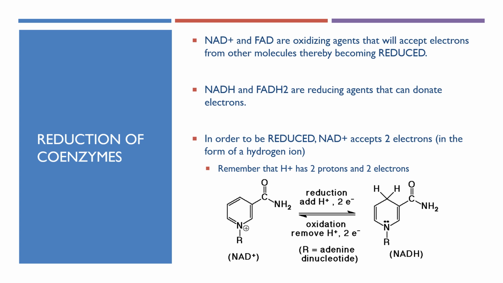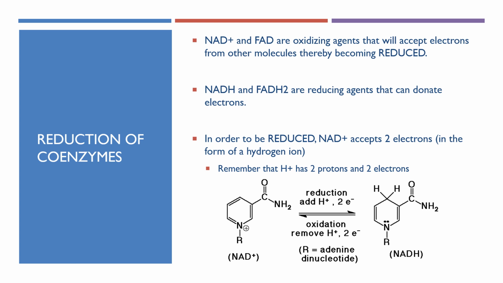But before we get there, you guys were wondering exactly how these coenzymes are reduced. So NAD+ and FAD, again, are just oxidizing agents that are going to accept electrons from other molecules, thereby becoming reduced. And we call them reduced because their charge decreases by accepting those electrons. So that also means that NADH and FADH2 are reducing agents that will donate their electrons.